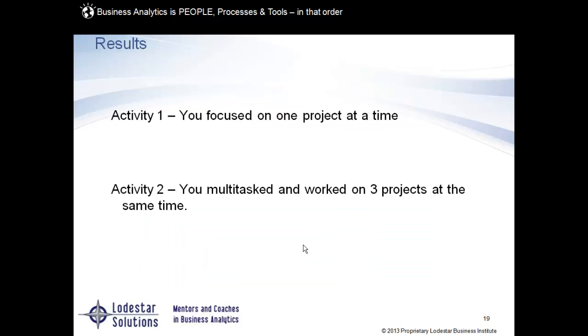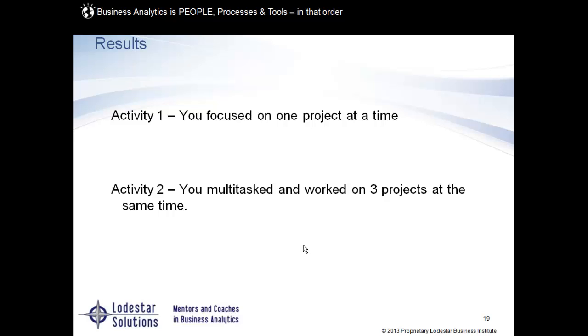Great. In activity 1, you focused on one project at a time. If I treat A to Z as a project, you were able to focus on A to Z. Then you could shift your focus to months. Then you could shift your focus to sevens. Now, activity 2, I asked you to multitask and work on 3 projects at the same time.